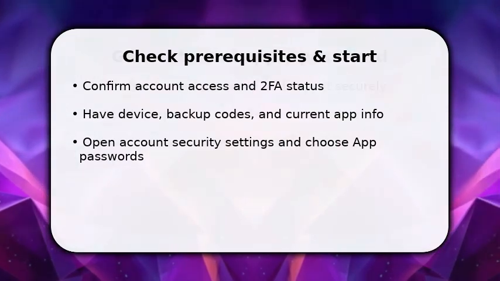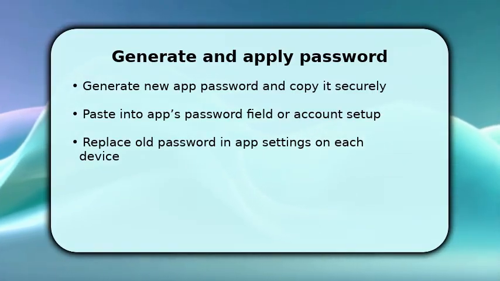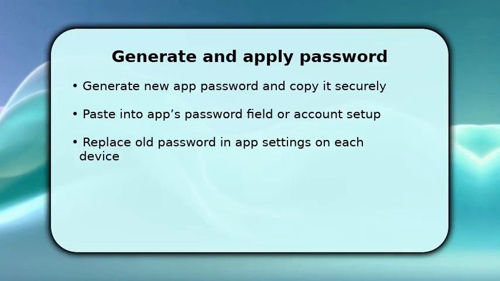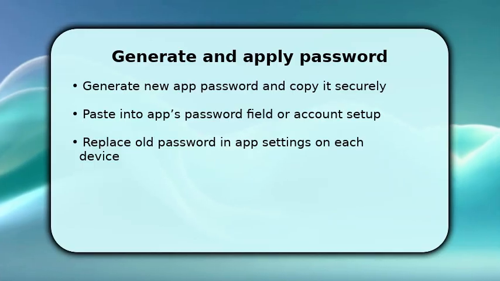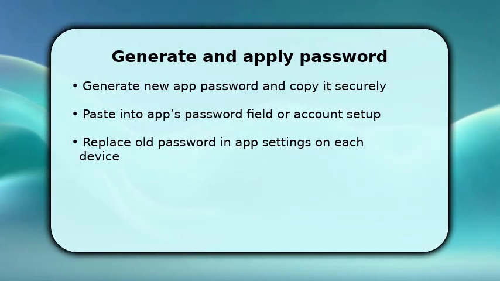Now generate the app password and copy it immediately. Many systems show it only once. When you paste it into the app's password field, you authorize that app without exposing your main password. This isolates risk. If the app asks for username and password, use your email and the generated code.